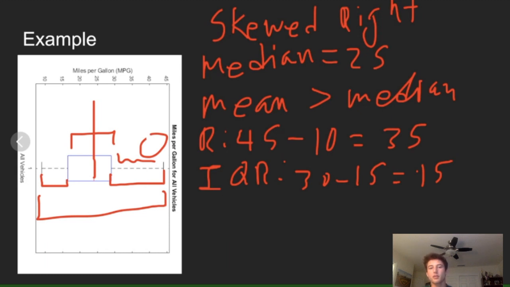You don't have to check for outliers on this. But if you did, you take the IQR, 15, times 1.5, and add it to Q3 and subtract it from Q1 to see if there are any outliers. But besides that, that's all you need to do.